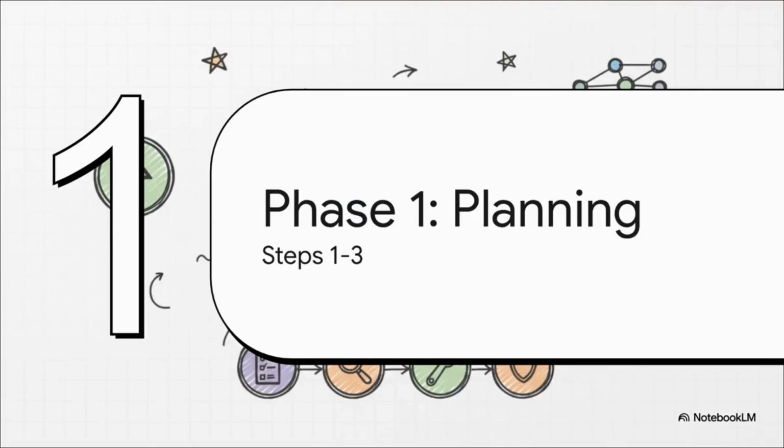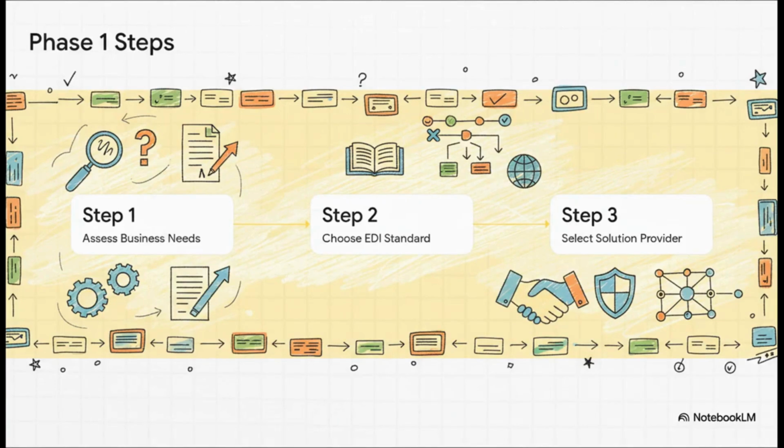All right, let's get to our roadmap. We're starting with phase 1, planning and selection. And I gotta tell you, this is the most important phase. The choices you make right here, right now, will literally make or break the entire project. You get this part right, and everything that follows becomes so much easier. This whole phase really comes down to 3 key steps.